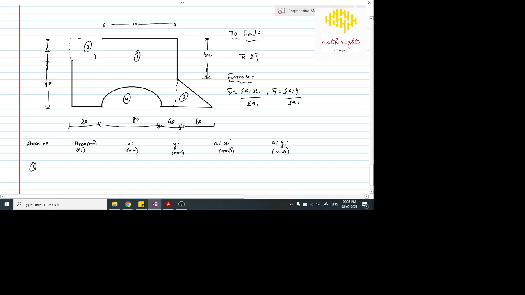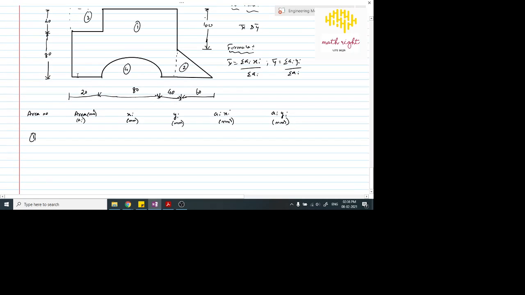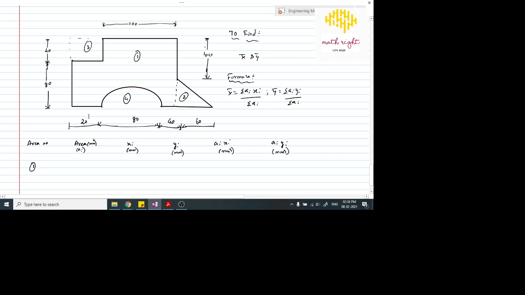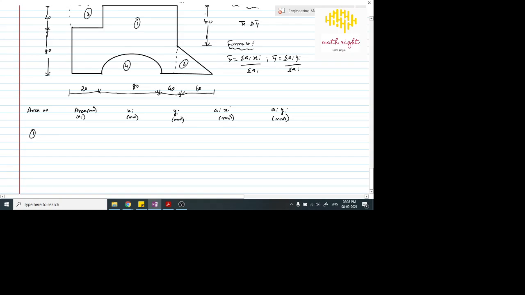Sir, 120 into 140. Yeah, the height is 80 plus 40, and the breadth is 20 plus 80 plus 40. So we can write it as width into breadth, 140 into 120. What is the value, Kana? Sir, 16,800. Okay, the units are in millimeter; you can write it in the header itself.